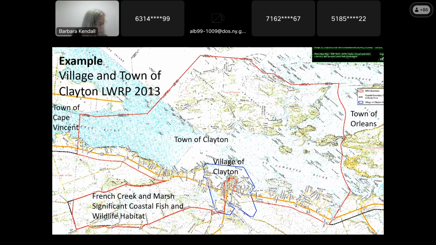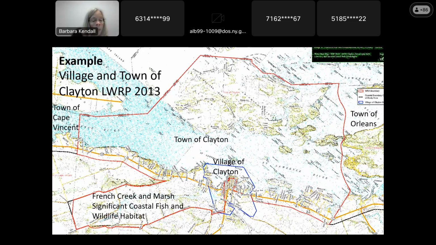So what our law says is that it can be to the municipal boundary or 1,500 feet from the boundary, which we'll talk a little bit more about in a minute. But for the purposes of the town of Clayton, their waterside boundary goes up to the border with Canada, because that's where their municipal boundary goes. They also are including the French Creek and Marsh significant coastal fish and wildlife habitat. As you can see, that's much bigger than just the little portion that was in the village.